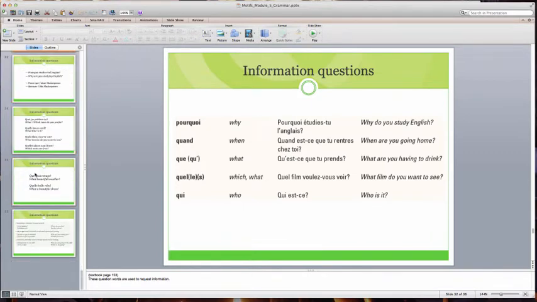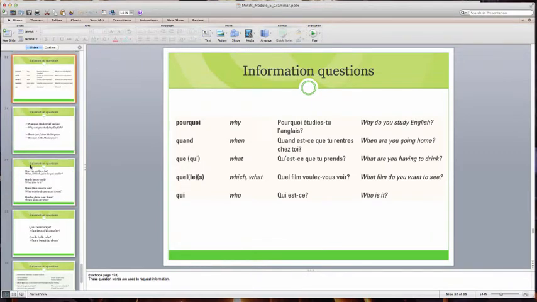Here are some more question words. Pourquoi is why. Pourquoi étudies-tu l'anglais? Or pourquoi est-ce que tu étudies l'anglais? Why do you study English? Quand is when. Quand est-ce que tu rentres chez toi? Or quand rentres-tu chez toi? You can use inversion or est-ce que. Est-ce que, even though it's longer, is actually easier. Que asks what. We use it, and you've seen it with est-ce que all the time. Qu'est-ce que tu prends? What are you having to drink?